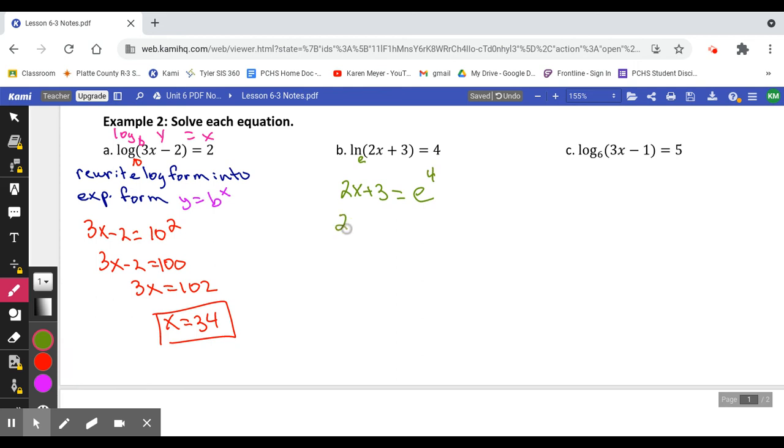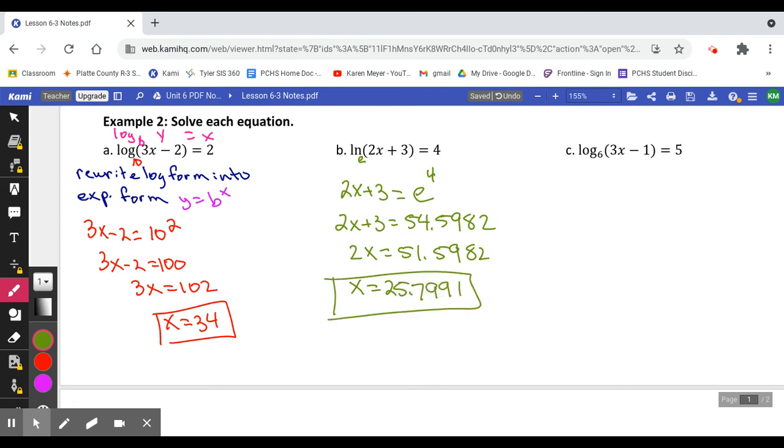So now on my calculator, I would type in e raised to the 4th power, and I get 54.5928. Subtract 3, so 2x equals 51.5982. Divide by 2, so x equals 25.7991. Okay.